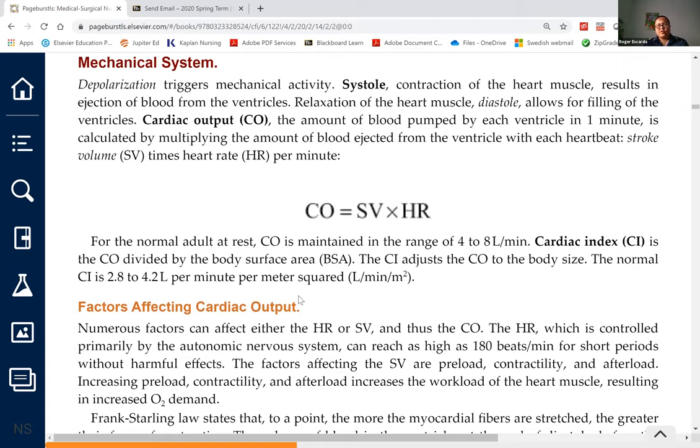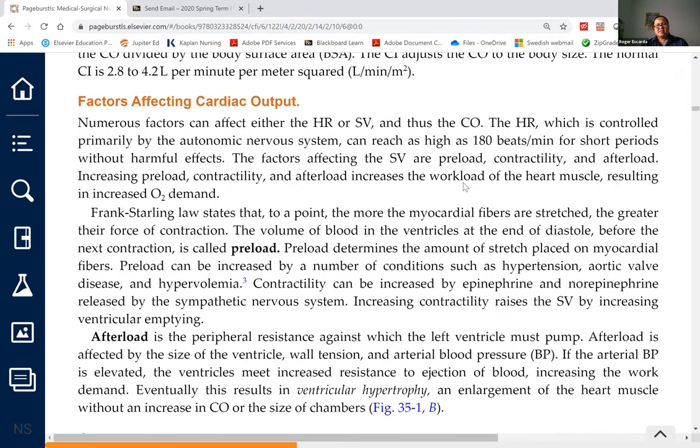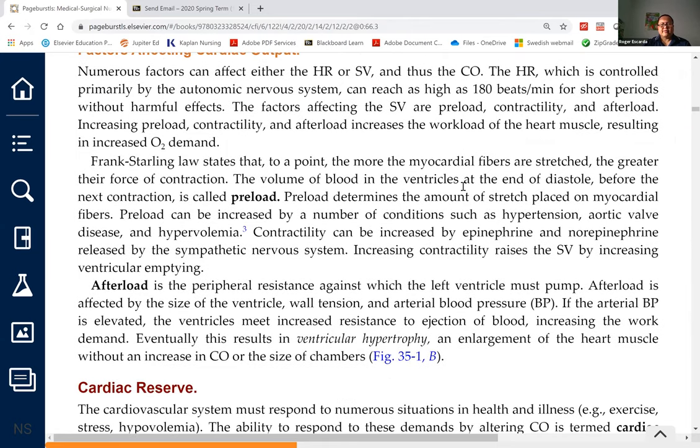Cardiac output, this is your formula. It's calculated by your heart rate times your stroke volume. It will vary depending on the condition of your heart and also your blood volume. Let's discuss two terms here. We have preload and afterload. Can somebody please read this?